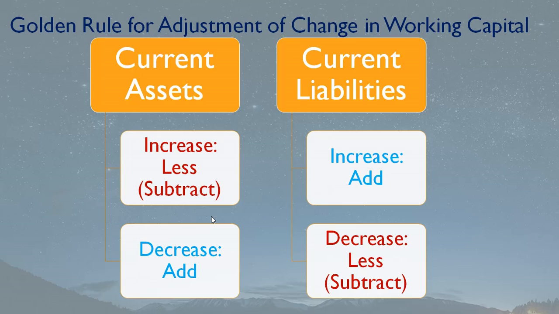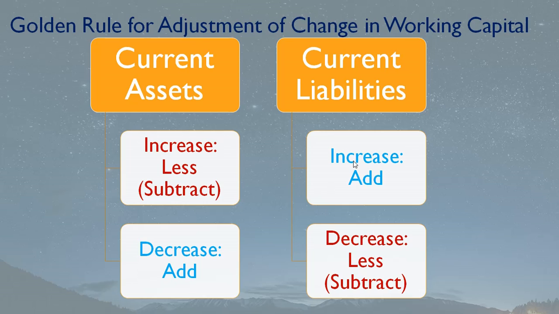Now, the golden rule for adjustment of change in working capital. This is quite a tricky one. For current liabilities, it is very simple: if there is an increase, add or plus; increase means plus, decrease means minus. If any current liability, let us say creditors or bills payable, is increasing, then do addition. If they are decreasing, then do subtraction.